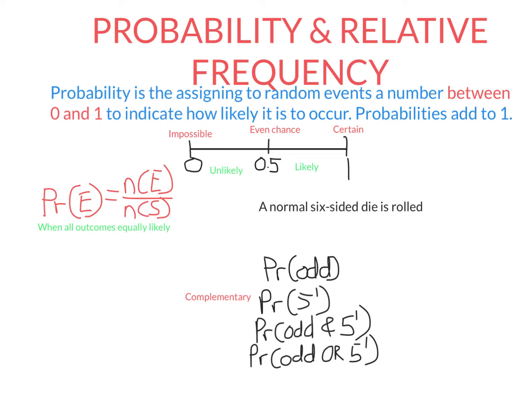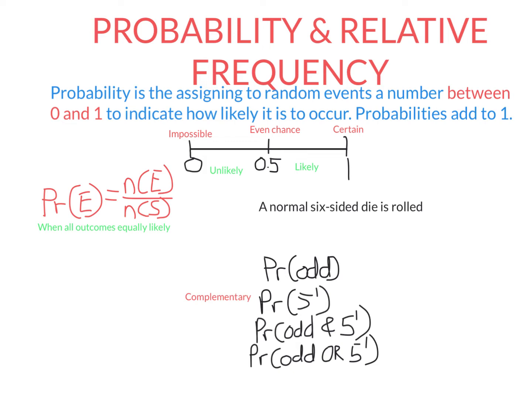Thank you so much for tuning into this video in which we will review probability and go through relative frequency. So probability is just the assigning to random events a number between 0 and 1 to indicate how likely the event is to occur. So when you're asked what is the probability of an event, you need to give a number between 0 and 1. Obviously, 0 means the event is impossible, 1 means it's certain. Events with probability close to 1 are likely, probability close to 0 are unlikely. But make sure if you ask the probability, you always give a number and that number is between 0 and 1.